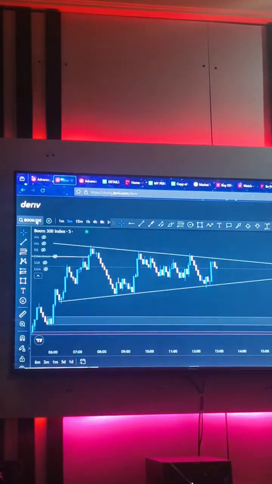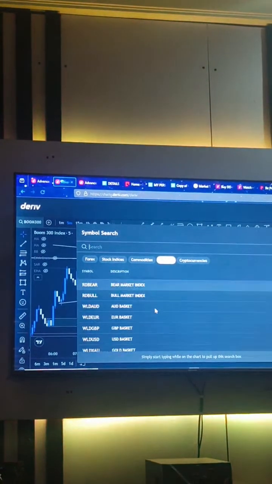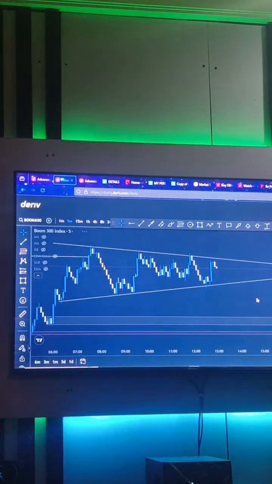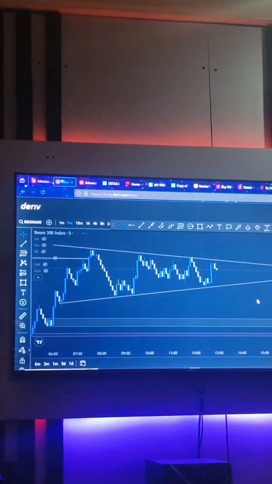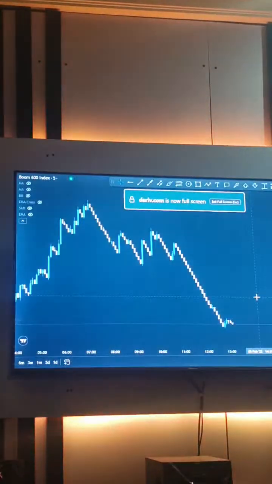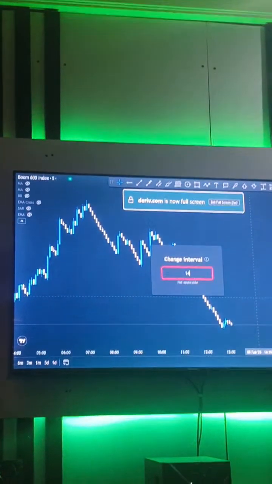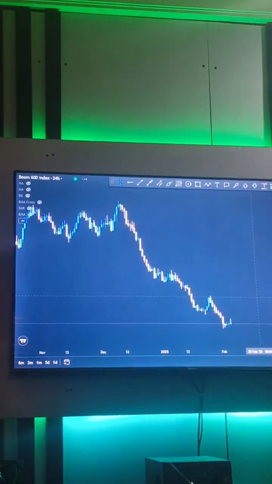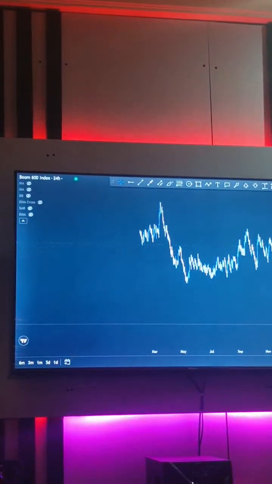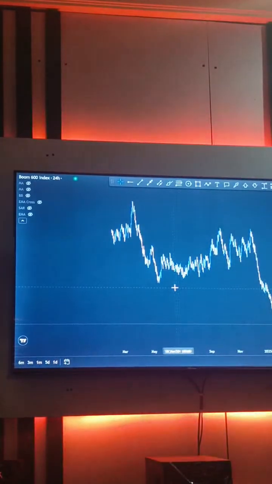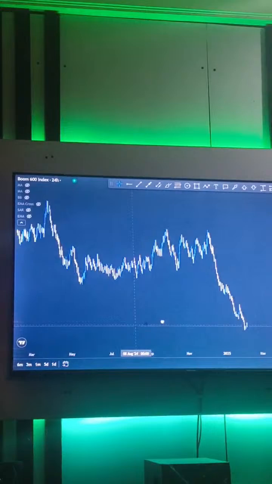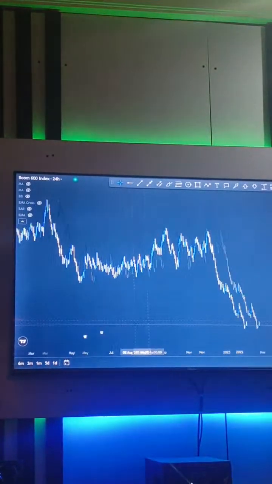Yeah, Boom 600, right? Let's go for Boom 600. Let's continue with how we usually do it. 24 hours time frame, market support and resistance. We do not have support and resistance on Boom 600 right now. No support and resistance on Boom 600 on the 24 hours.